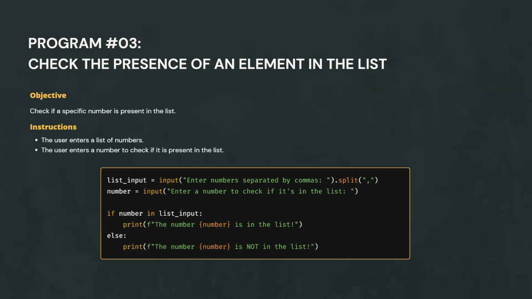So here we are going to learn how to check if a number exists in the list or not. So here's the idea. We'll ask the user to type in a list of numbers, then we'll ask for another number, and finally we'll check if that number is inside the list or not. Sounds easy? Well, it is actually easy. But this small concept is used all the time in real programs. All right, let's write this code together to understand step by step.